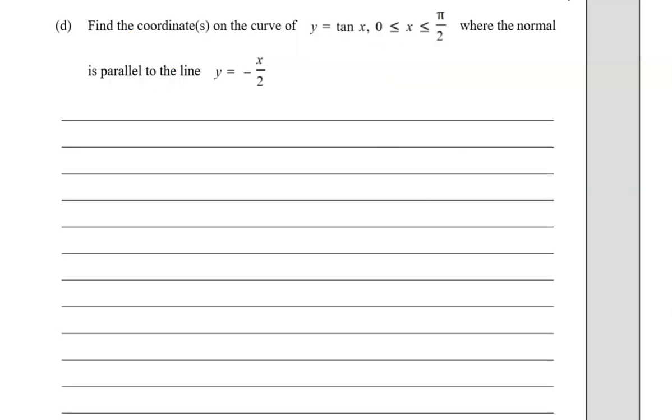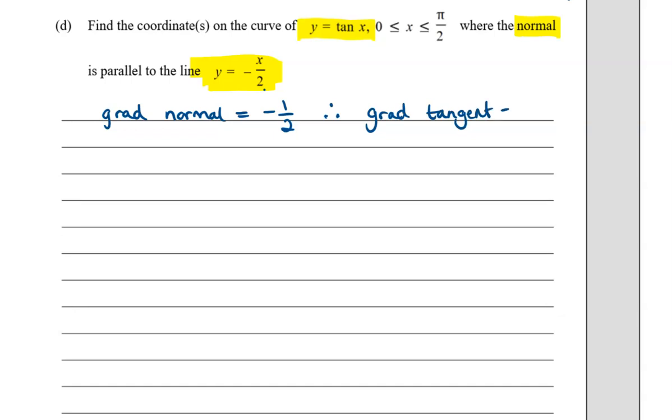Okay, we've got the coordinates, find the coordinates on this curve where the normal is parallel to this line. So if the normal is parallel to that, then the gradient of the normal will be the same. So the gradient of the normal will be equal to the gradient of this one that we were given just here. So that will be equal to -1/2. Therefore, the gradient of the tangent will be the negative reciprocal there. So that would be equal to 2. So dy by dx must be equal to 2. And we want to find out where that happens.